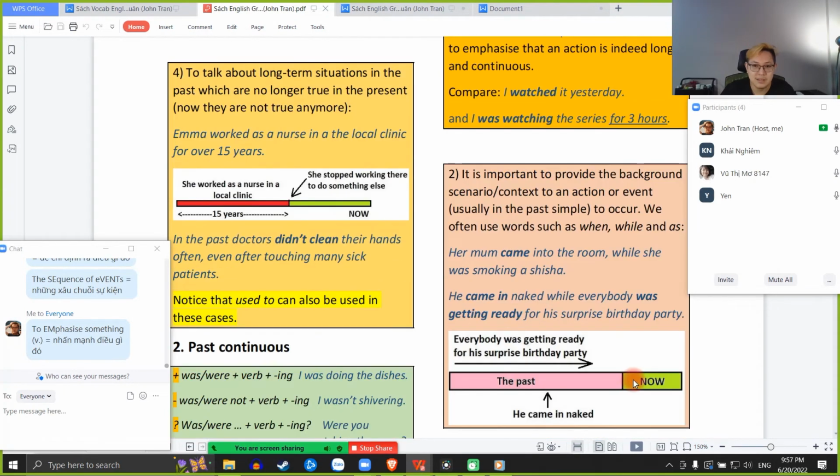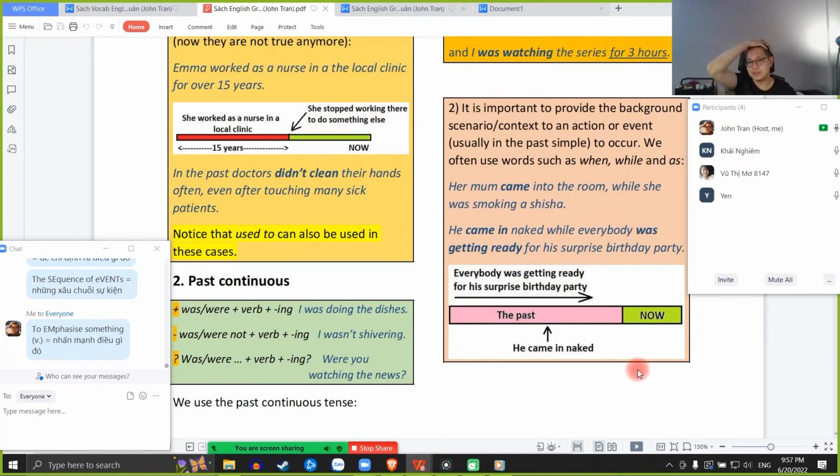Ok, tiếp nè, mời. Number 2. It is important to provide the background scenario or context to an action or event. Usually in the past simple to occur, we often use words such as when, while, and as.